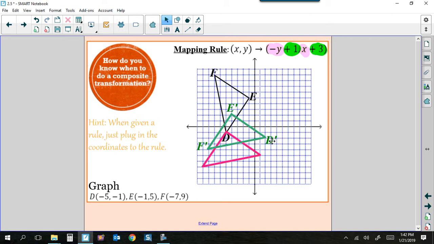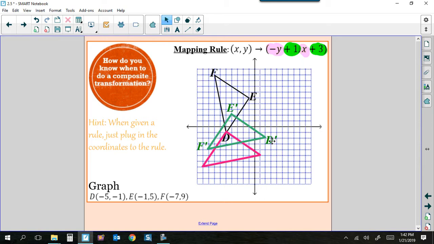I would definitely add into your notes somewhere off to the left or above, whenever asked to describe a composite transformation, adding or subtracting a number will 100% always be a translation. The negatives and where the x and the y are, that's all going to stem back to reflections or rotations. So it's important you know those 7 rules we went over with reflections and rotations.